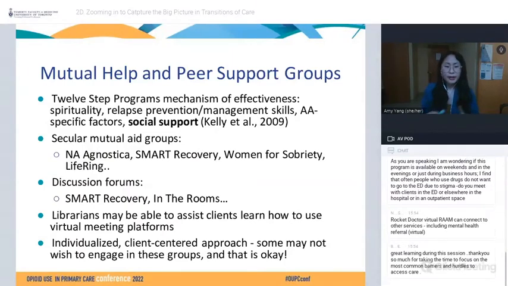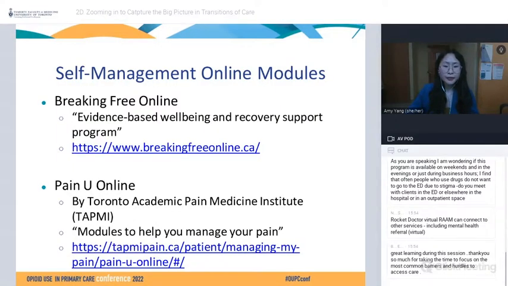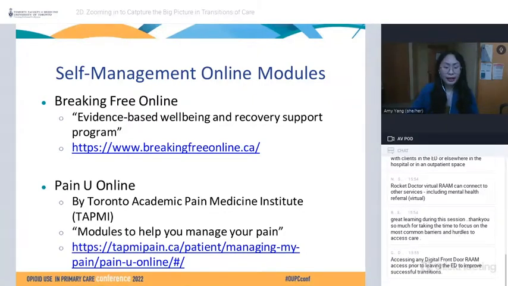from one another. One keynote that I wanted to bring up is that librarians in public libraries can be an amazing resource. So in Toronto, we have a service called Book a Librarian, where you can book a librarian for 30 minutes to an hour, and they can help you with learning how to use Zoom, for instance. Other self-management online modules include Breaking Free Online, as well as PainUniversity. So PainUniversity was created by the Toronto Academic Pain Medicine Institute, TAPMI. And these are modules to help manage chronic pain. So not necessarily targeted toward people with opioid use disorders, but for those with chronic pain, but also can be helpful for our clients as well. And next we'll move on to the poll questions.